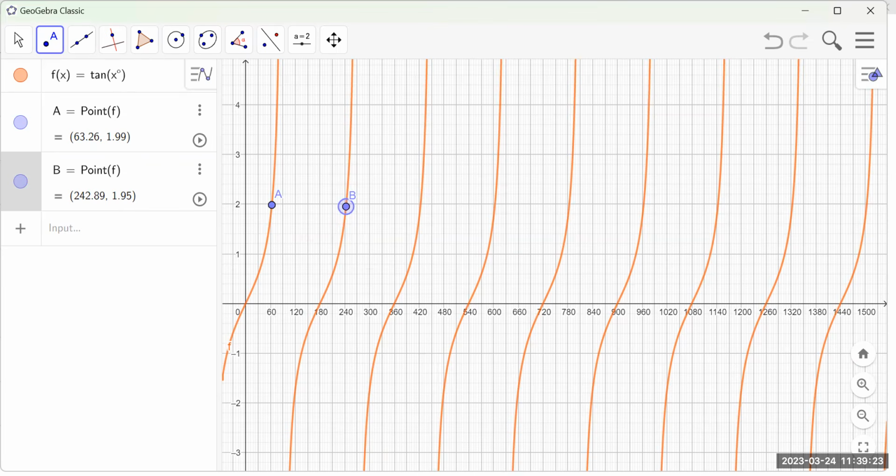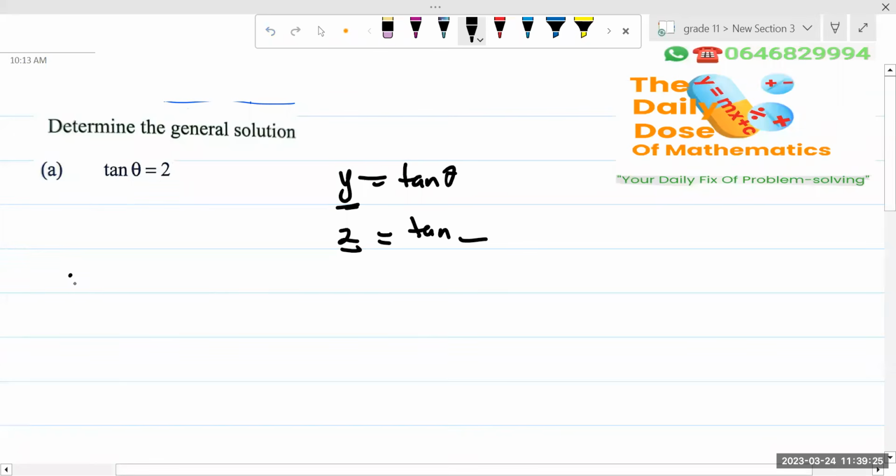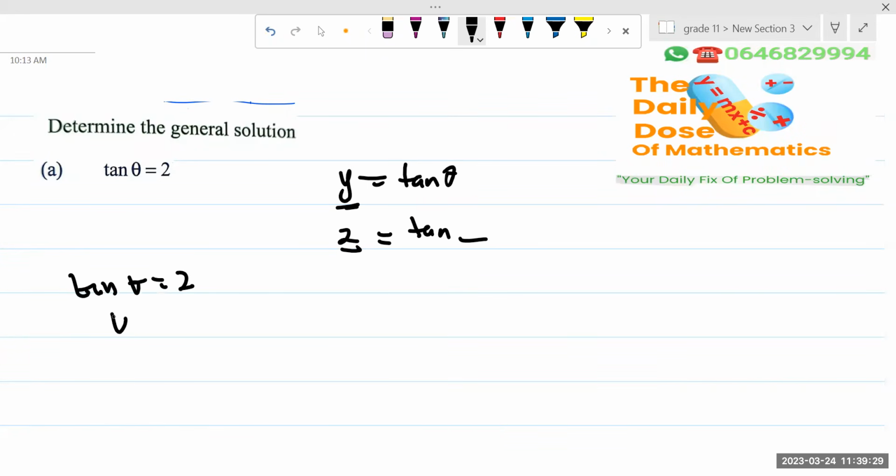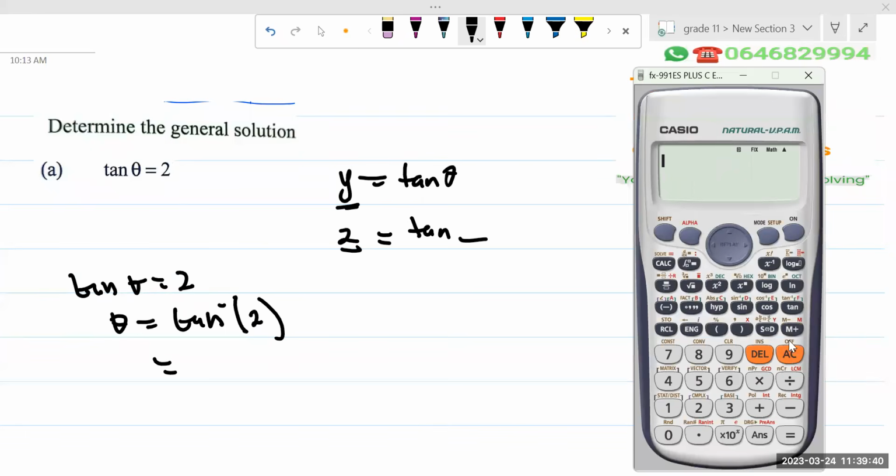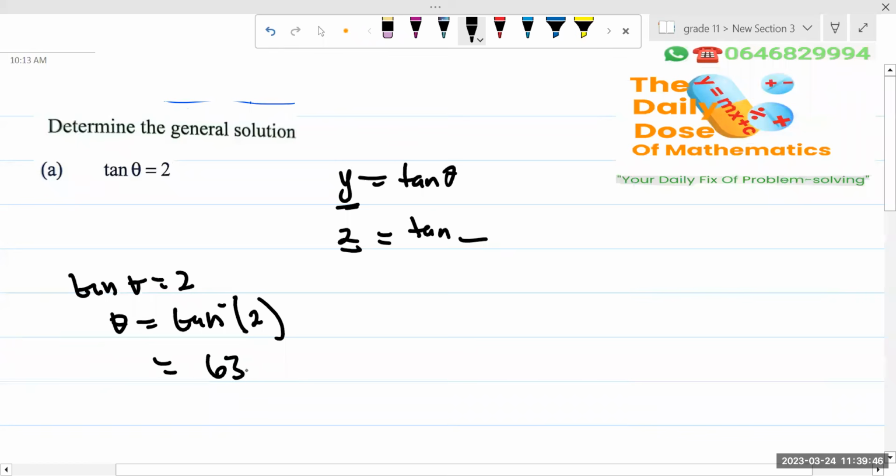Okay, now how do we get those values? How did we do it? We said, okay, we have tan theta equal to 2. Theta is going to be given by the inverse tan of 2, which, if we type this in our calculator, as we saw there, we're going to get approximately shift tan of 2, which gives us 63.43.